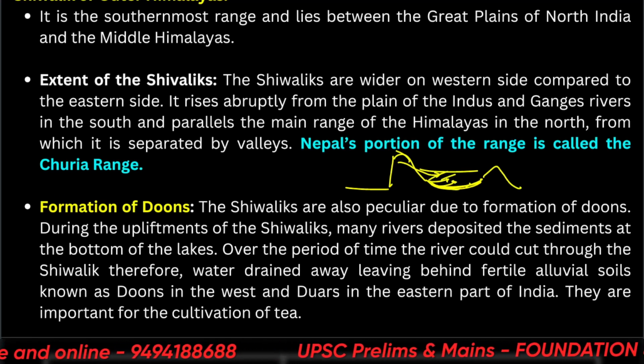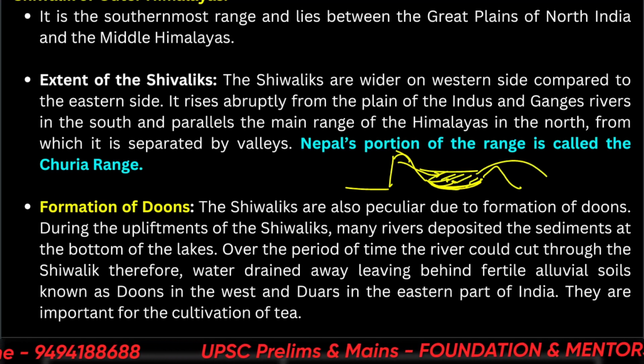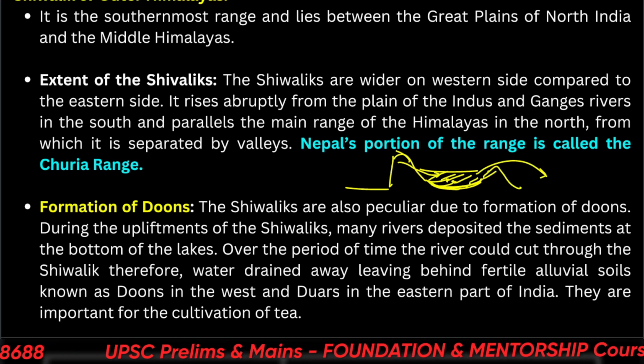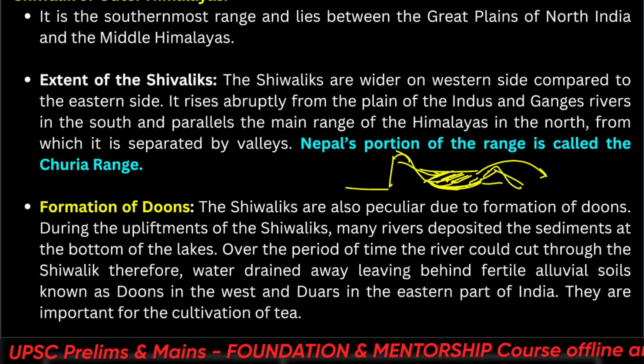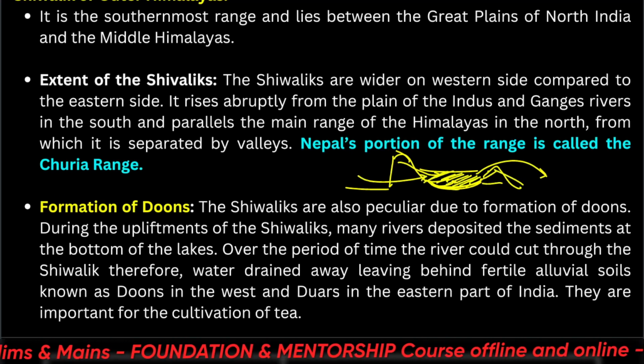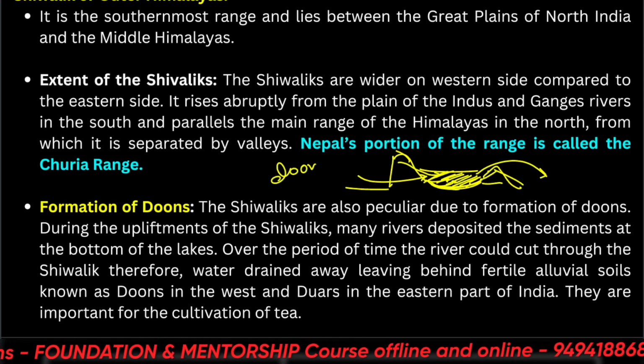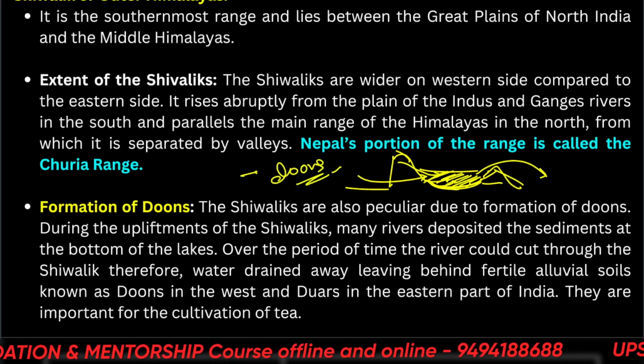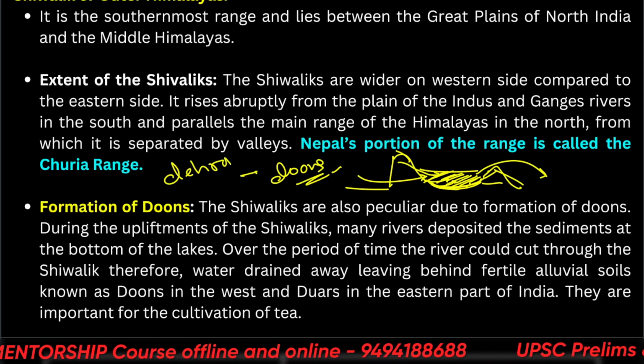So it makes a temporary lake. And when the lake finally got out of this Shivalik ranges, eventually, then the sediments were left. And these sediments made a fertile region. These fertile regions are known as dunes. So the biggest or the largest of them is Dehradun.